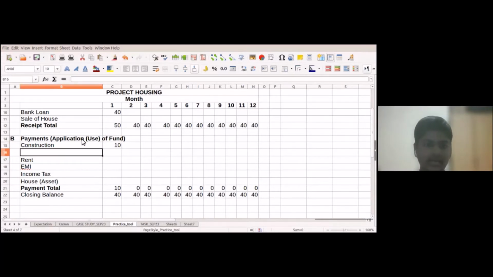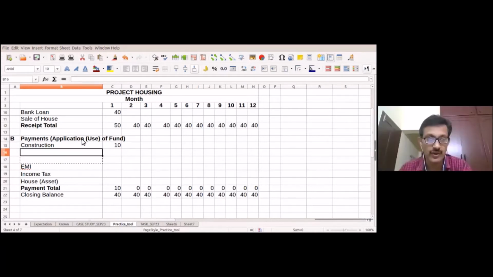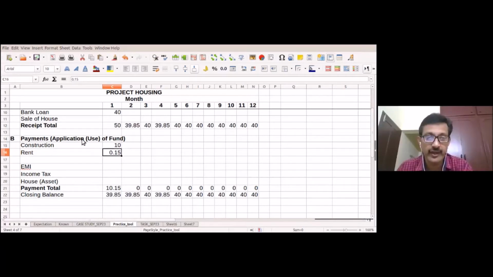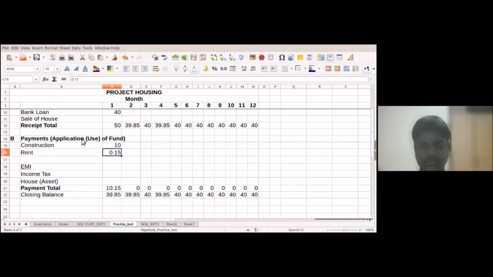Sir, our rent will be 15,000. This is the rent of the house that we are staying in now. Okay, I'm saying 0.15 lakh, right? Yes, sir, 15,000. Okay. I don't think we need to pay EMI in the first month itself. Sir, I think it's 0 only for me.